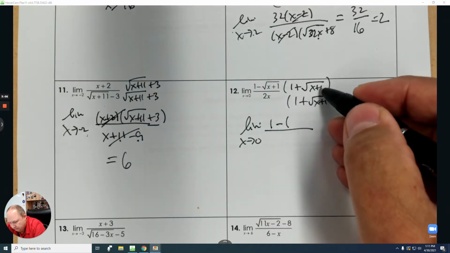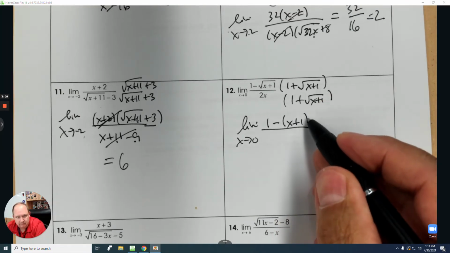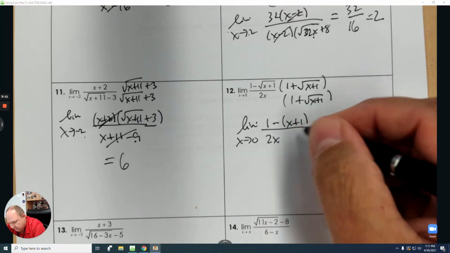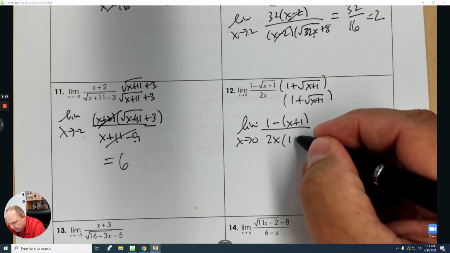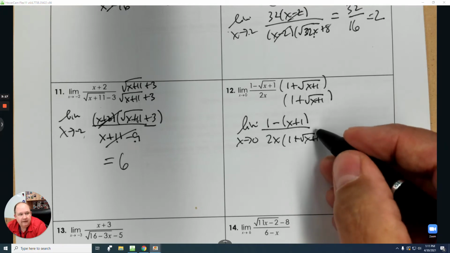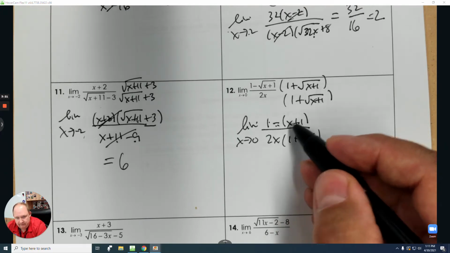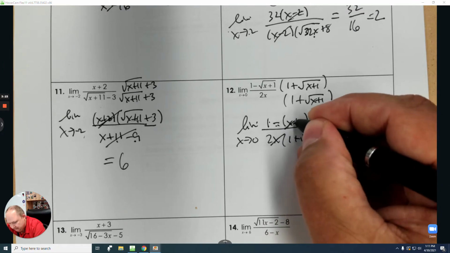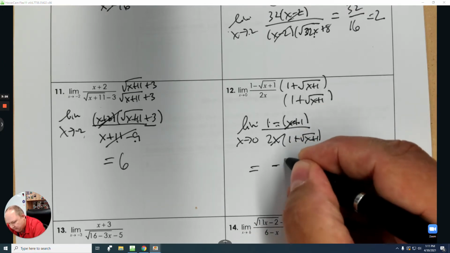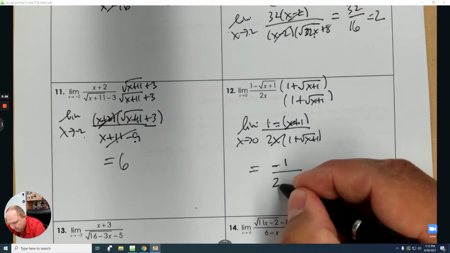And root x plus 1, root x plus 1. Just know that that subtract sign belongs to both. 2x. We'll just put them beside each other. So 1 take away 1 leaves me with negative x. So the x's eliminate. And if I evaluate, I have negative 1 on top. That's what's left. 2.